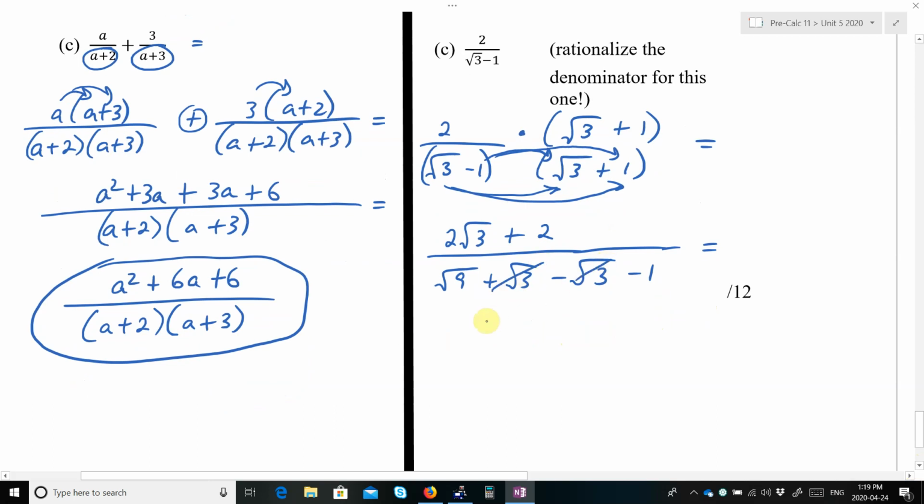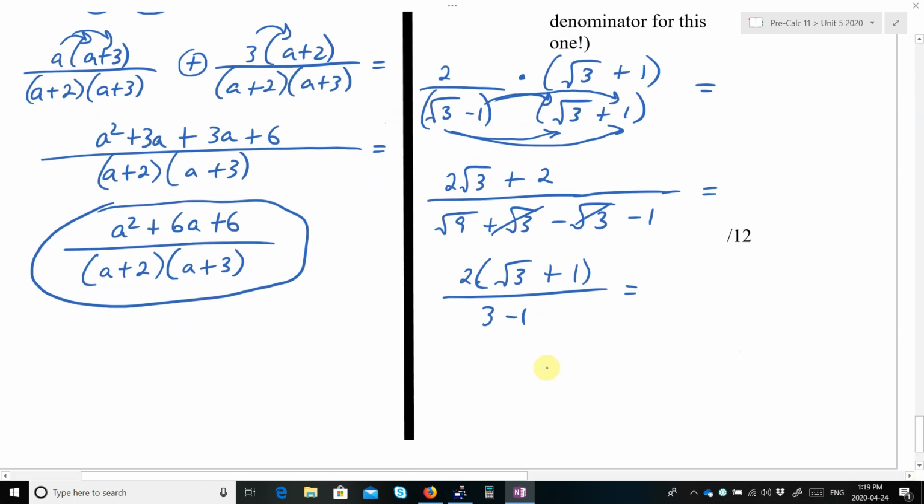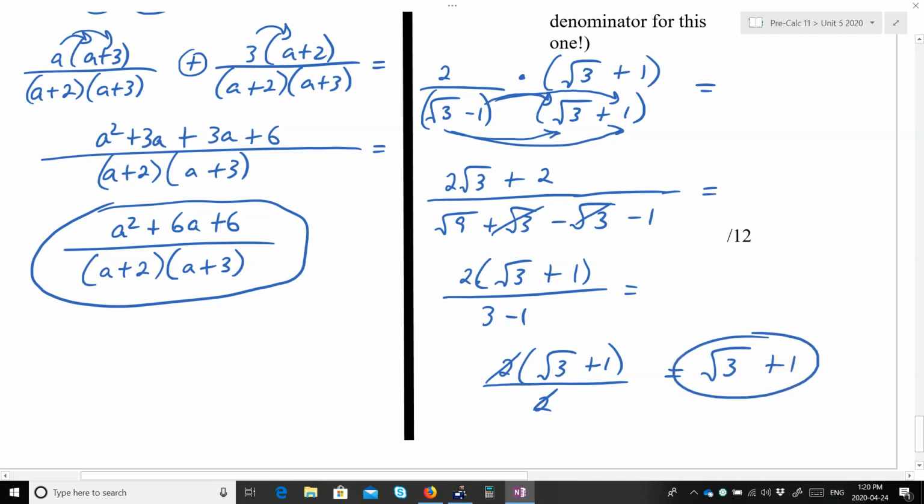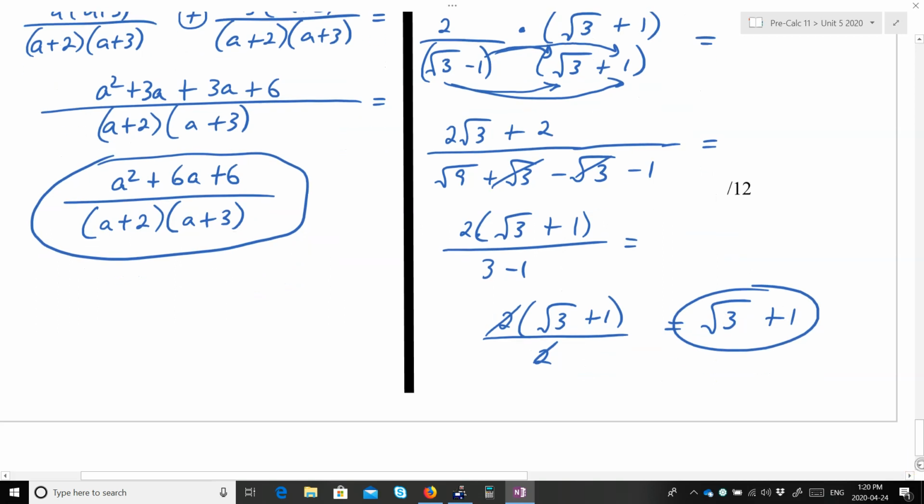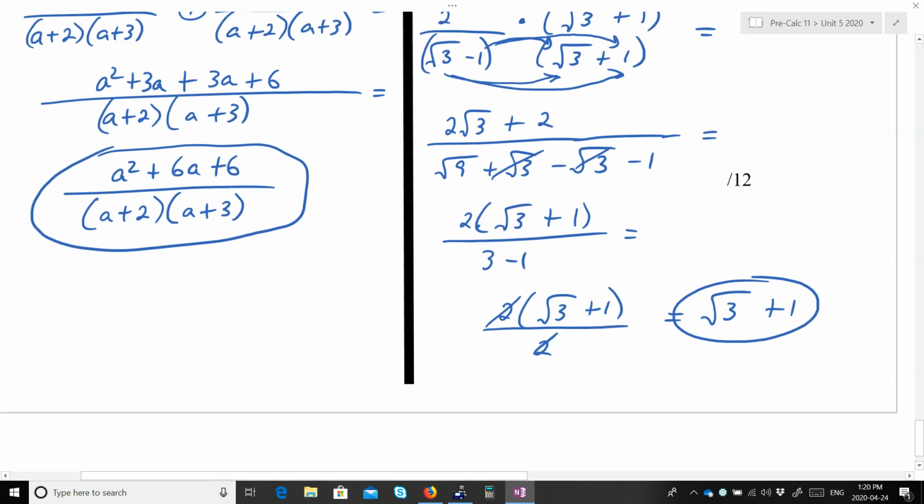That's going to cancel. We can divide out a 2 on the top if we want. Well, I'm only doing that actually because the bottom is going to work out to 2. Two divided by 2 is 1, so our final answer is the square root of 3 plus 1. Okay, so that's a review of what we did in this unit.